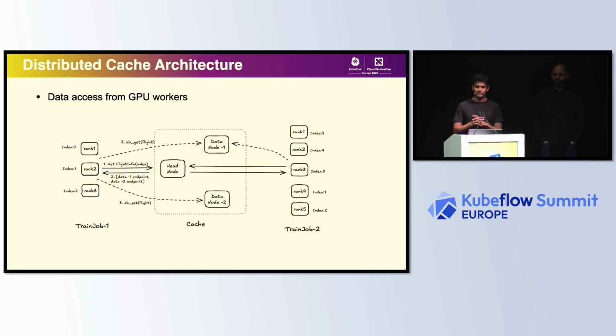So once the cache is ready, this slide talks about how GPU workers can access and stream the dataset from the cache. In this case, the head node is responsible for auto-sharding the dataset logically based on the number of GPU workers in a training job. Workers access the shard using a shard index that is passed to the head node using the Flight protocol. In the example shown in the slide, rank 2 of a train job accesses the head node first to know the location of the shard with index 1.